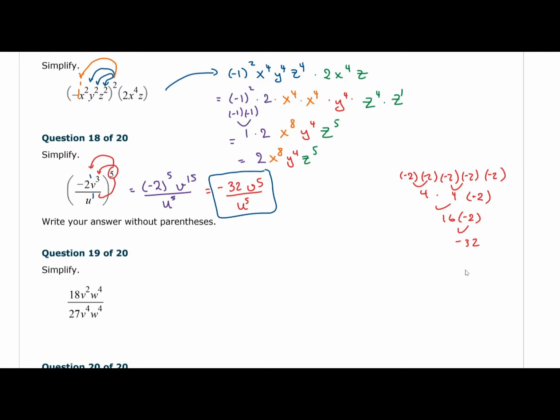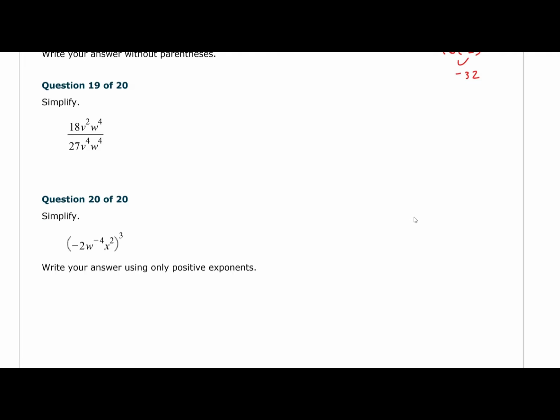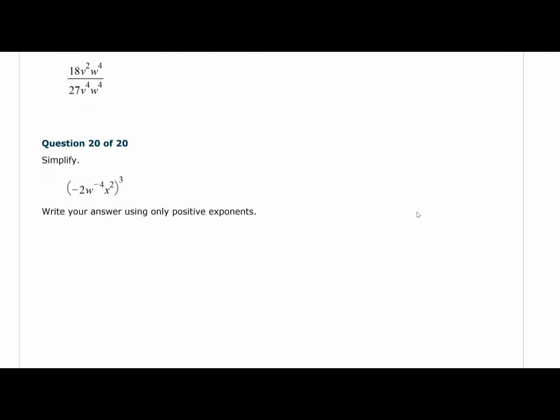Alright, we're almost to the last problem, second to the last problem, number 19. So number 19, we can work with them in groups. Like 18 over 27, can you reduce them? The answer is yes, you can reduce it by 3, or by 9. By 9 would be best. So 18 divided by 9 will give you 2. And 27 divided by 9 will give you 3.